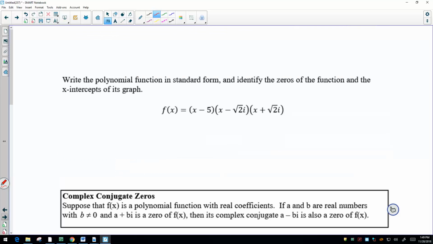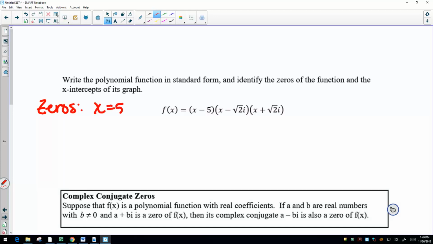So we're going to look at this polynomial function. Notice the type of zeros that we have here, and we're going to identify the zeros of the function and the x-intercepts of its graph. So looking at this, if I took each of the factors and set them equal to 0, that would tell me what the zeros of the function are.